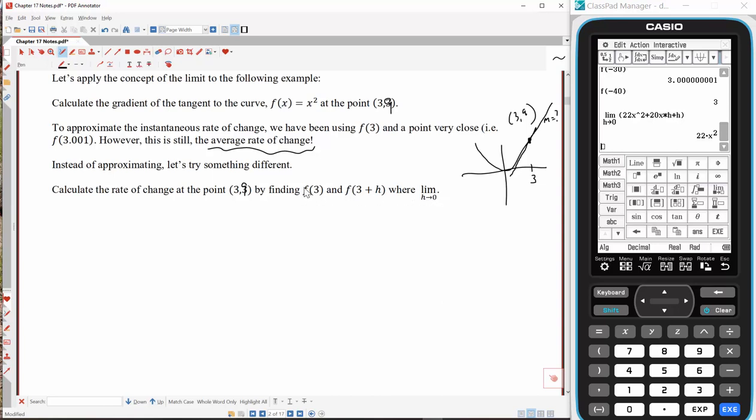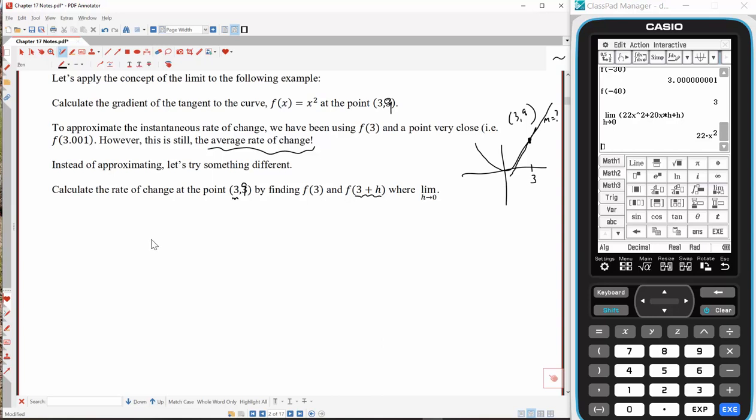So what we're doing is calculating the average rate of change between a point where x is equal to 3, and x is equal to 3 plus h. So we're taking a point at x equals 3 and x equals 3 plus h and sending the limit towards 0. That is, we want there to be no difference between this point here and this point here. Okay, so here's how we write this down.